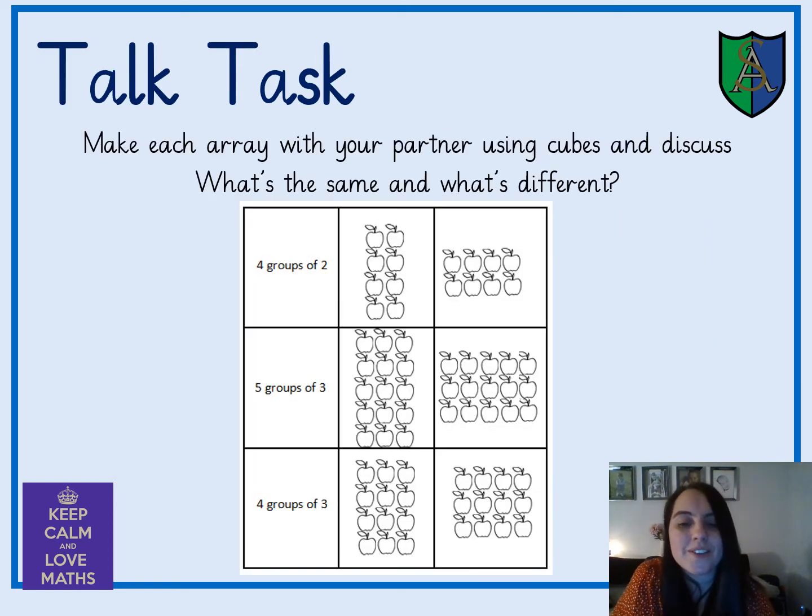Okay, what I would like you to do now is you might be able to make the arrays using something that you've got at home. It might be cubes, could be Smarties, it could be buttons. Whatever you've got access to at home, you could maybe make each array and you could discuss or think about what's the same and what is different each time, okay? So you've got 3 different arrangements to make there. And now it would be a perfect opportunity for you to pause the video and have a little go at making those arrays or discussing those arrays with the people that you've got available to you.